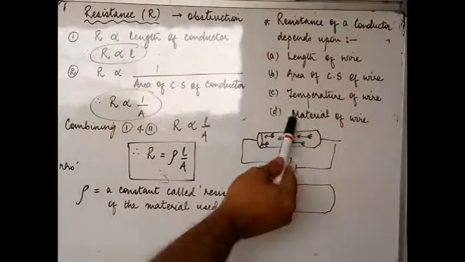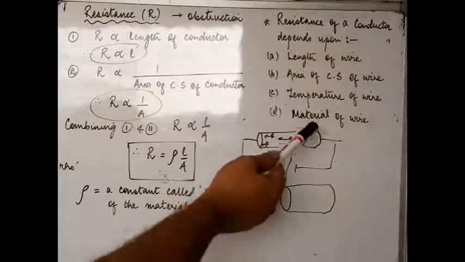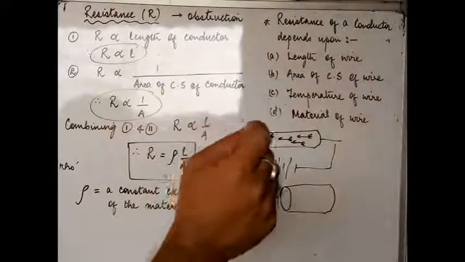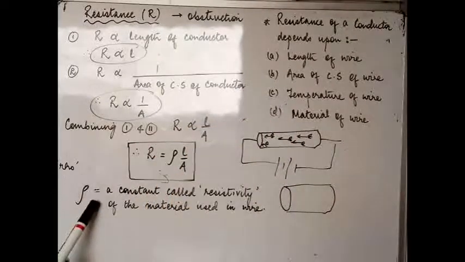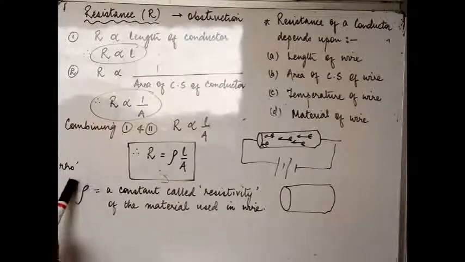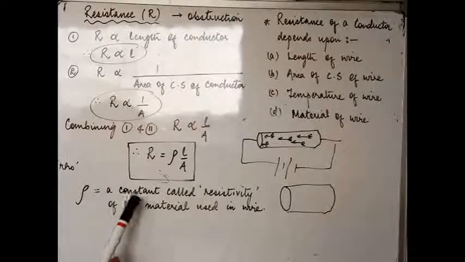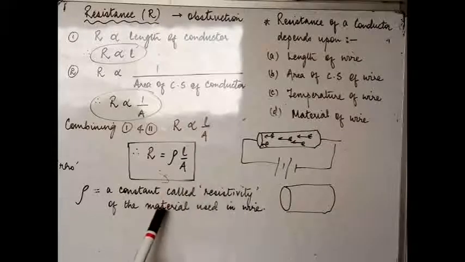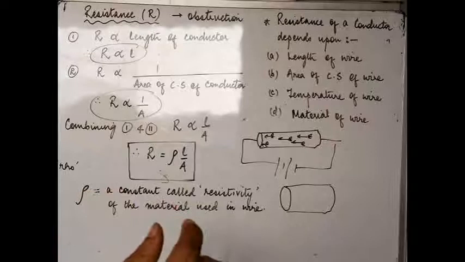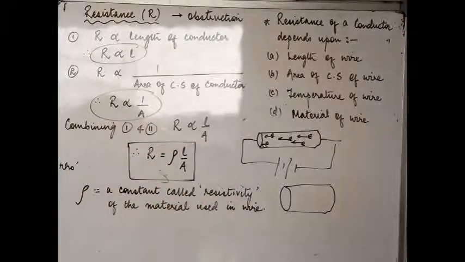And the fourth point, obviously now you must have understood: material of the wire. This material of the wire is coming into the factor rho, because rho is called the resistivity of the material used in the wire. So rho will have a fixed value for a given material. If you take copper, rho will have a different value. If you take aluminium, it will have a different value. Depending upon different materials, rho will have a different value.